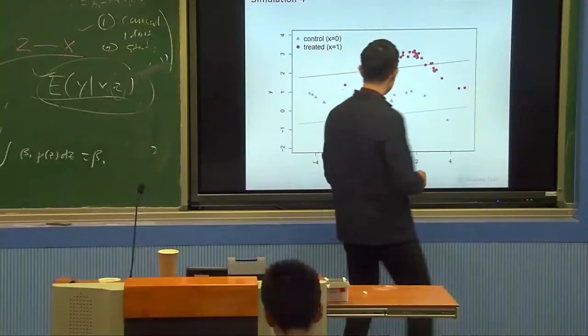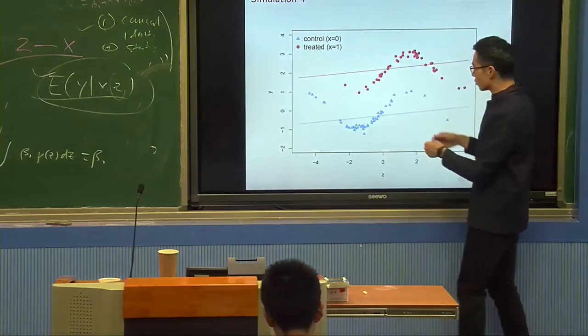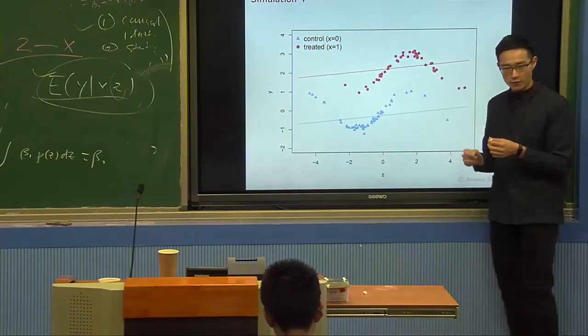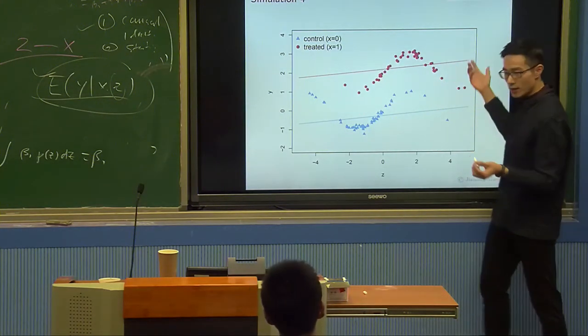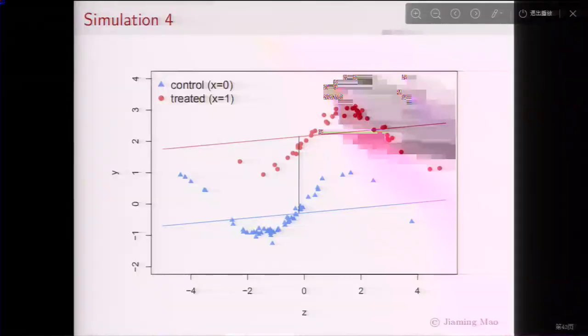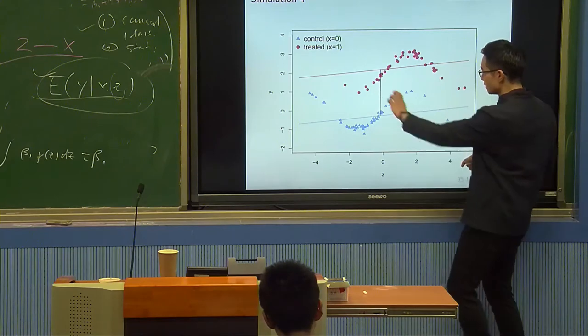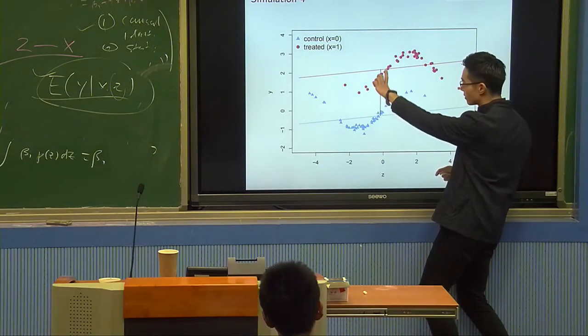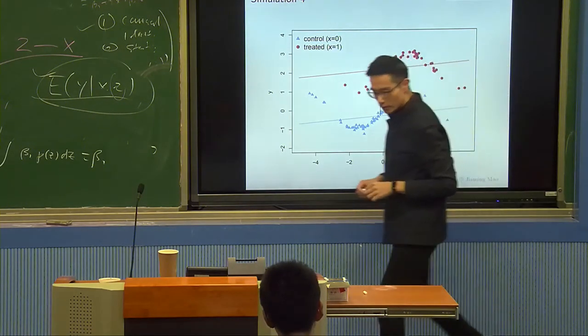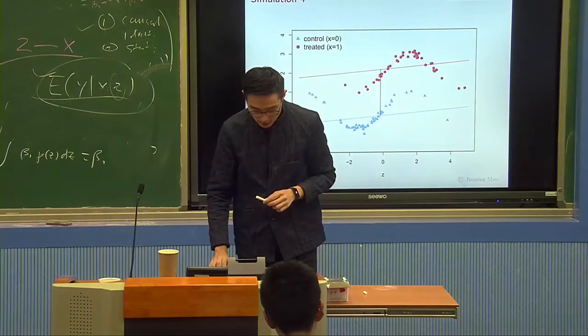This is what it looks like. If you use a linear model to fit an obviously nonlinear relationship, then you get bias. This is your estimated treatment effect, when in reality it should be here. It should be smaller. This is 2.5, it should be 2. You're getting a lot of bias.